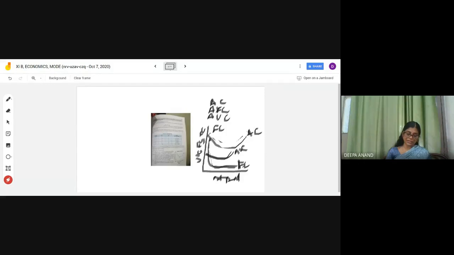As the output increases, look at the graph, understand. As the output increases, what happens? The gap between the AC and AVC curve decreases, as the output is increasing. That means when the output increases, average cost will become less. Why will average cost decrease when output increases? Because average cost is equal to the amount upon the number of units. The more the number of units in the denominator, the lower the cost will be.